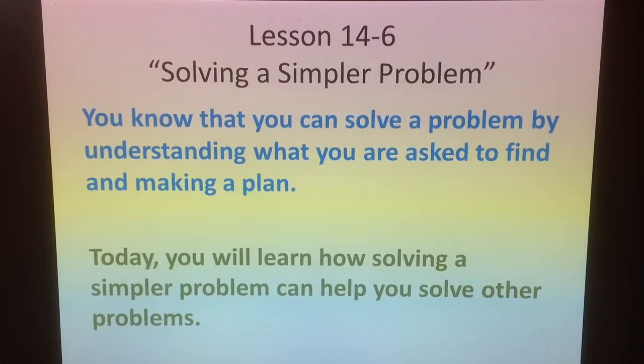Hello. Today's lesson is 14-6 and it's called Solving a Simpler Problem. You know you can solve a problem by understanding what you're asked to find and making a plan. Today you'll learn how solving a simpler problem can help you solve other problems.